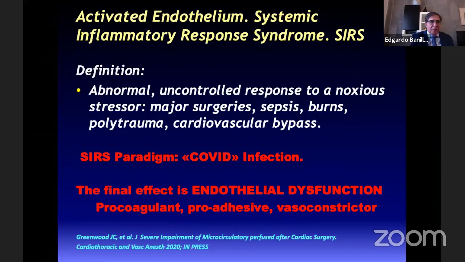Activated endothelium. Third, definition: an abnormal, uncontrolled response to a noxious stressor, such as major surgeries, sepsis, burns, polytrauma, cardiovascular bypass. The first paradigm is the COVID infection. The final effect is endothelial dysfunction, which is procoagulant, pro-adhesive, and vasoconstrictor.